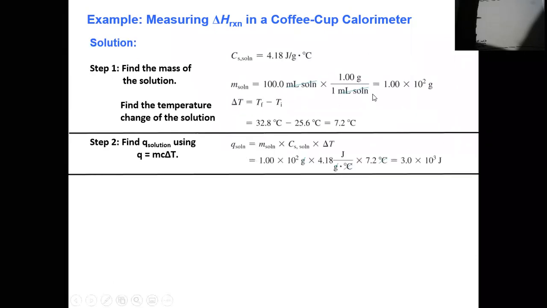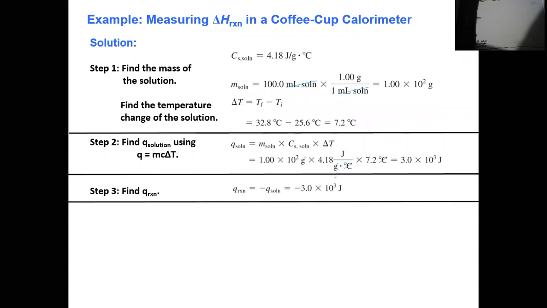And that's just going to be Q = mcΔT. Okay, so 100 grams times 4.18 joules over grams degrees Celsius times 7.2 degrees Celsius. And my Q value is 3.0 times 10 to the 3 joules. All right, well, what am I going to do next? I want to find the Q of my reaction. Well, the Q of my reaction is going to be negative the Q of my solution. So the Q of my reaction is going to be negative 3.0 times 10 to the 3 joules.